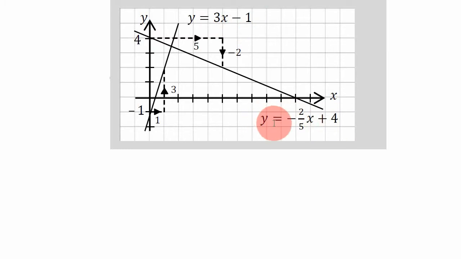The other one, by the way, is y equals minus 2/5 x. Instead of 3x, I've got minus 2/5 x. That's something x plus 4.